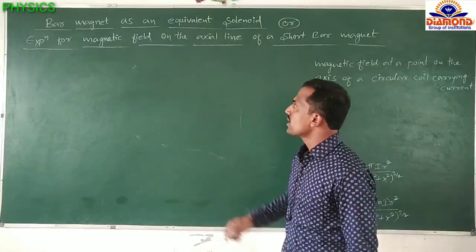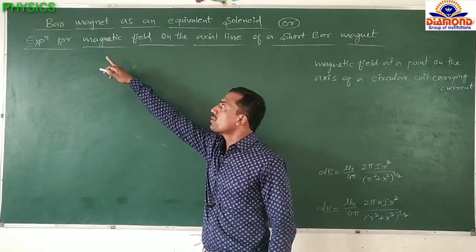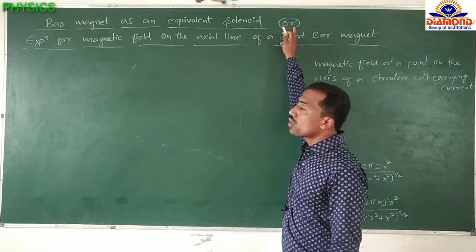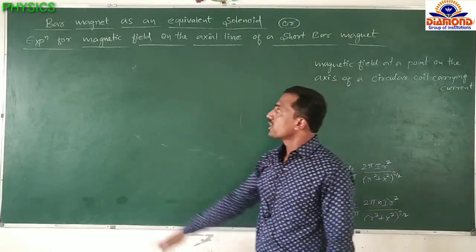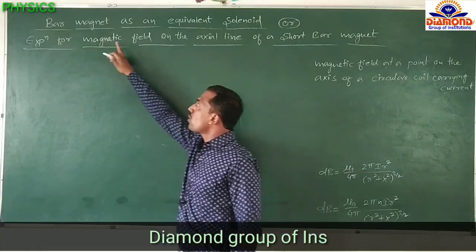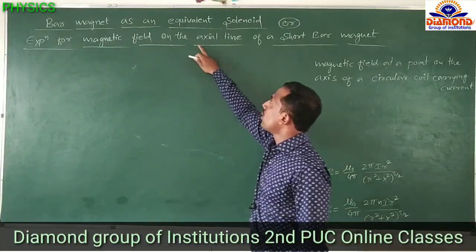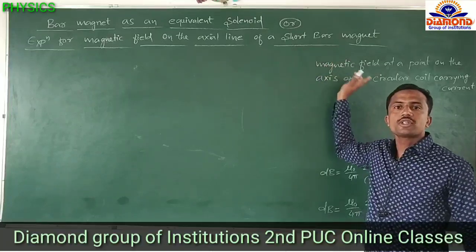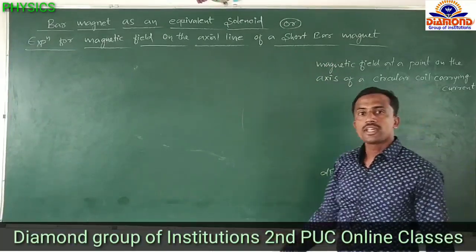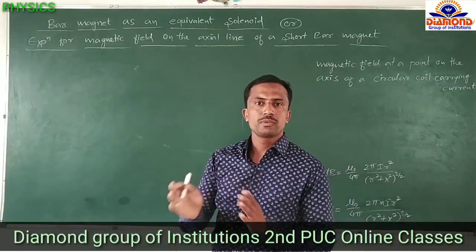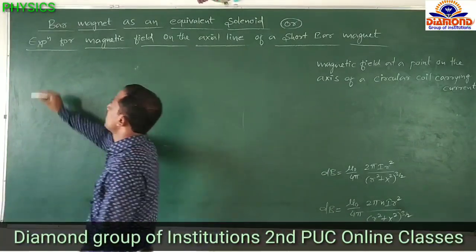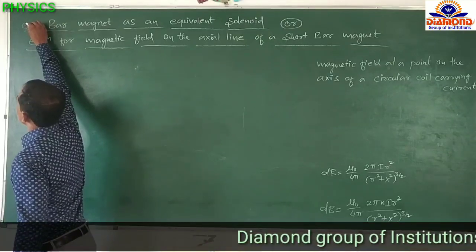Now, today's class topic is bar magnet as an equivalent solenoid, or another way to ask the question: expression for magnetic field on the axial line of a short bar magnet. This topic is most important according to the PU syllabus. It is asked many times in the examination as a 5 mark long answer question.